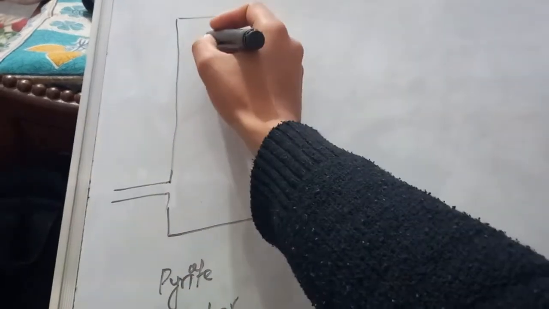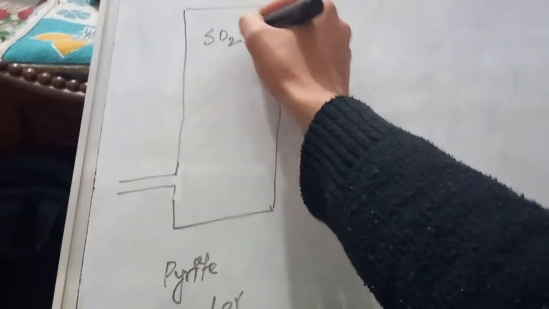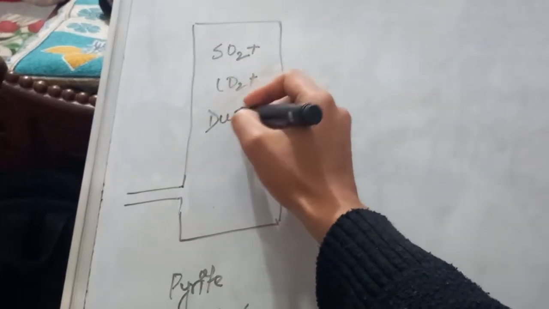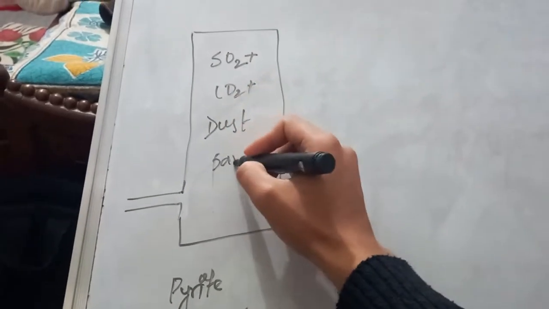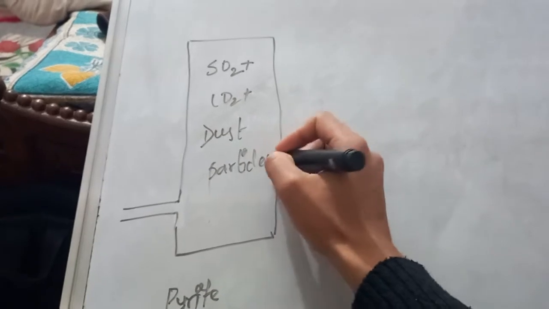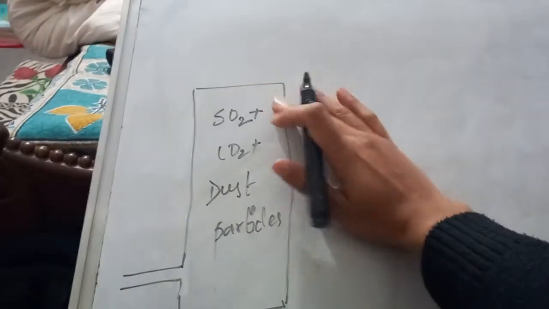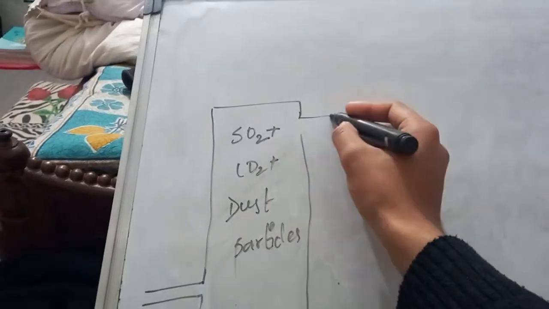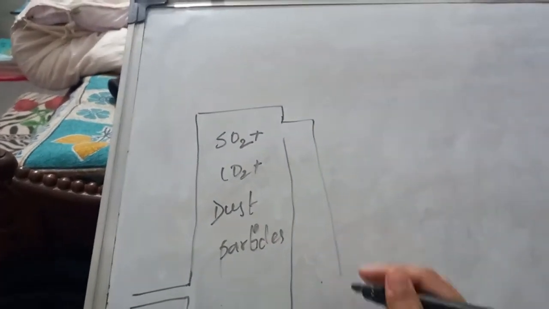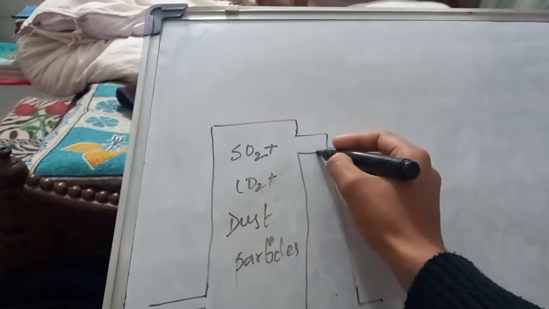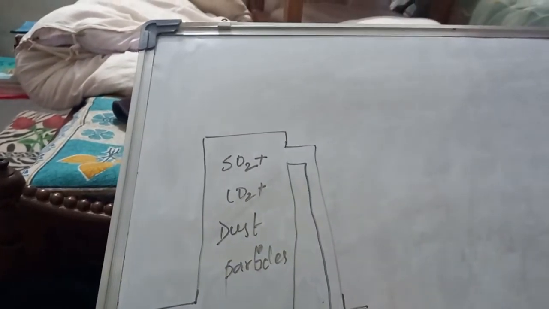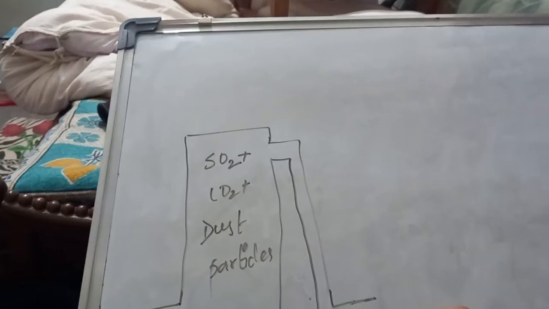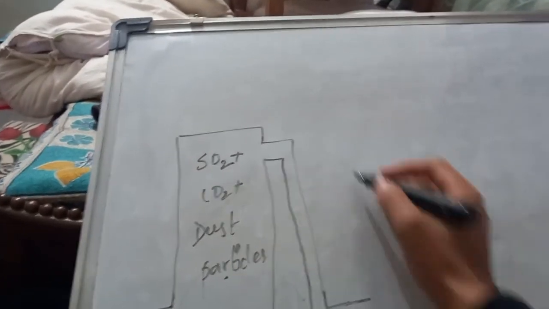Here, firstly, SO2 plus CO2 plus dust particles are present. Then we will move on. We have to remove all these ingredients and make the SO2 clear or pure.